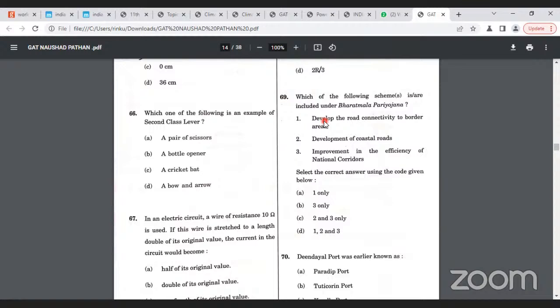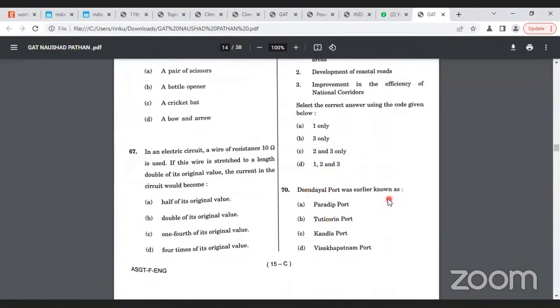So we already have one for the ports, which is the Sagarmala program or the Sagarmala project. And in conjunction with the Bharatmala, we are trying to make the connectivity generally better. That's what both these missions are for. Bharatmala covers all 3 points: border roads, coastal roads, and national corridors. So 1, 2, and 3, option D.